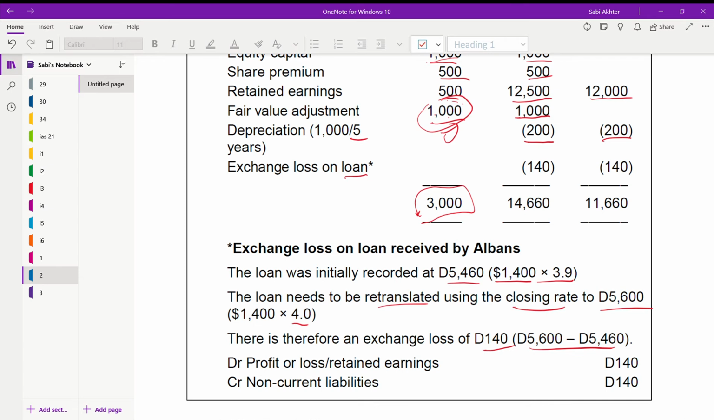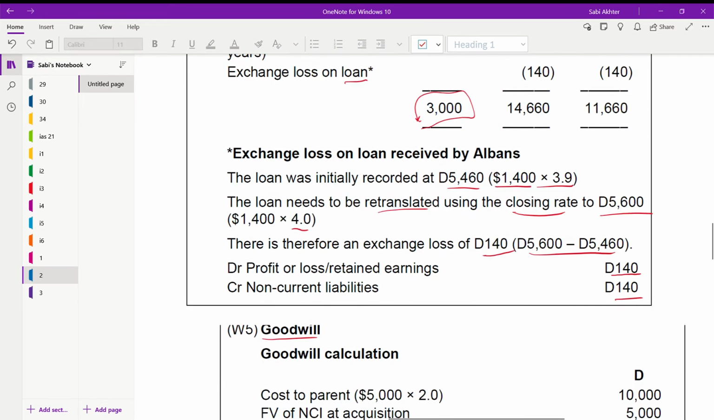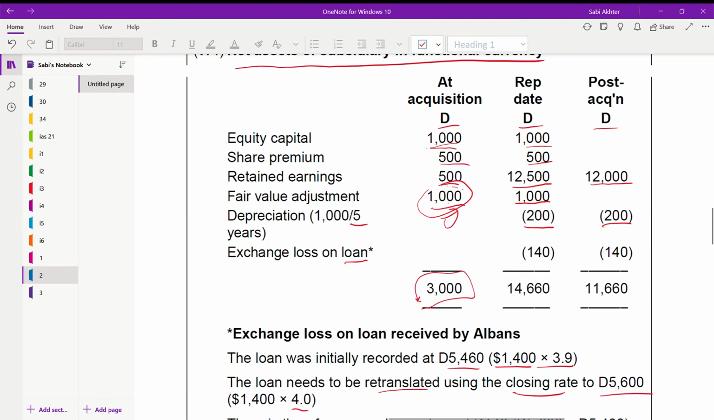So because it's a loss, you debit the profit or loss or retained earnings. That means deduct from retained earnings and credit non-current liabilities. Non-current liabilities went up. Hence 140 you have to deduct at the reporting date, not at the date of acquisition. And then this comes. And finally this comes.